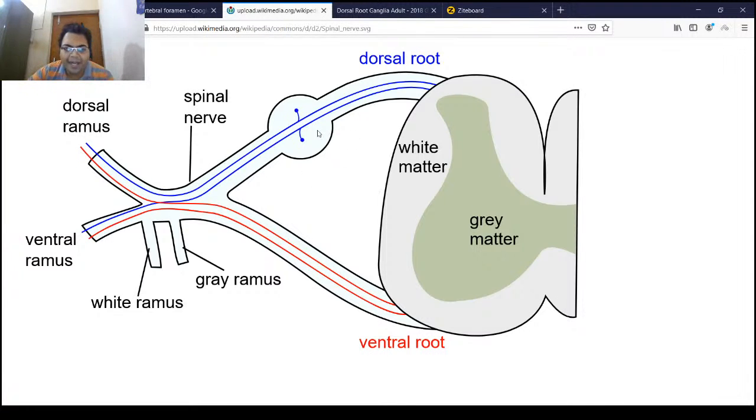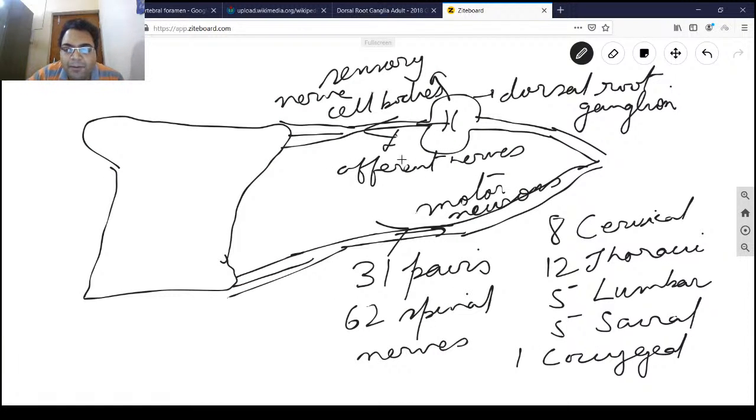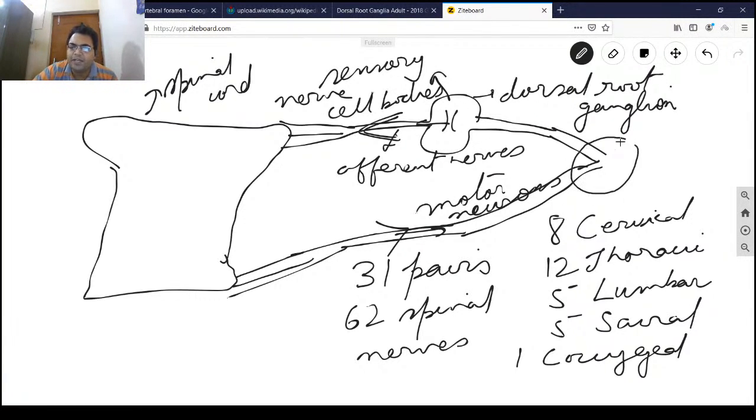Now, this specific nerve is of which type? This specific nerve is of sensory nerve type, meaning the afferent nerves. I have already labeled them, they are the afferent nerves, which bring the information in this direction to the spinal cord and the brain. So these are all sensory neurons. Their cell body is present outside the spinal cord, after crossing the intervertebral foramen.